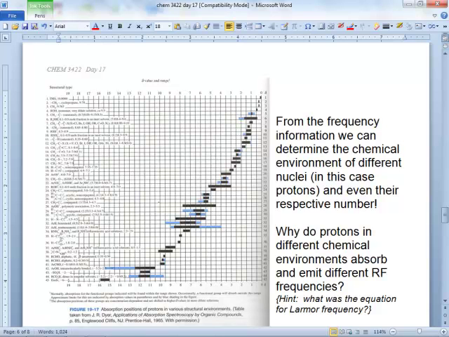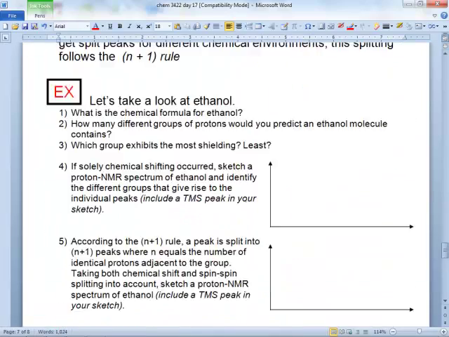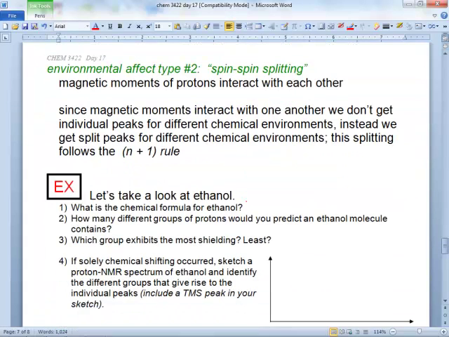Because otherwise you just know, oh, okay, I've got an OH group, and I've got, I don't know, an amide group, right? But where are they on the molecule? There's got to be another type of effect that answers that question. And there is, right? Whoa, went too far. There it is. Environmental effect number 2.